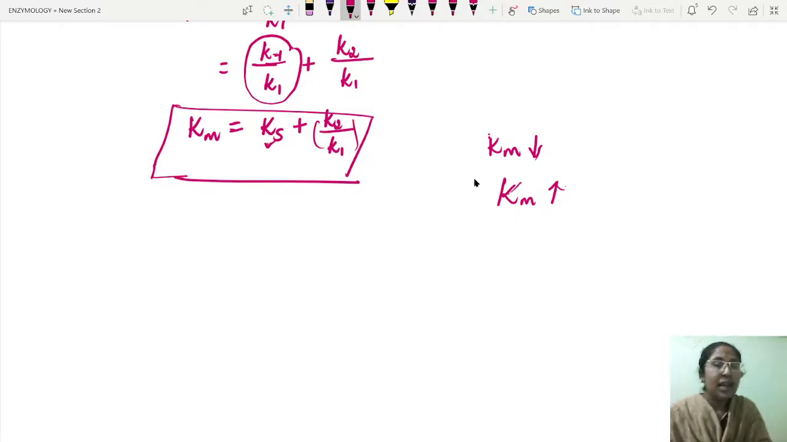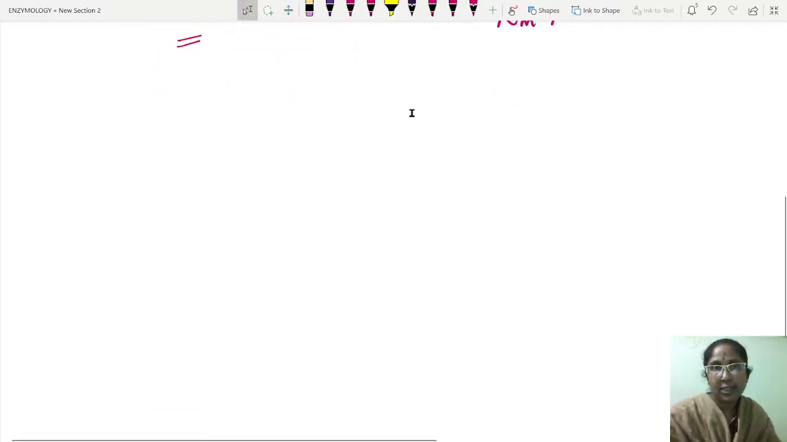Or if you are confused by all this, you can think of it like this: Km is an indication of the affinity of an enzyme towards the substrate. So thus we can say that the lower the value of the Km, the higher will be the affinity, and the higher the value of the Km, the lower will be the affinity of the enzyme towards the substrate. So this is about the Km or Michaelis-Menten constant.